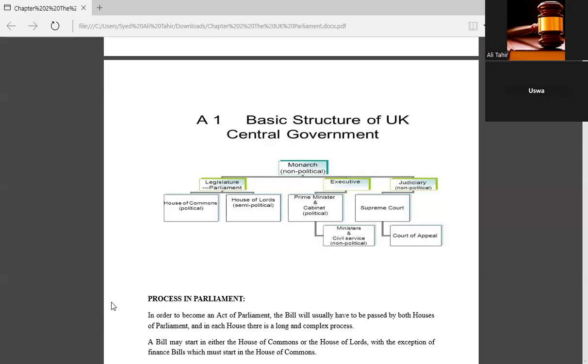As we can see, the legislature is further split into a bicameral system, that is the House of Commons, which is the political house or the popular house, which comes through direct voting, while the House of Lords is a semi-political or appointed house. The executive consists of the Prime Minister and their cabinet. It is politically elected. They are always members of the House of Commons now, and ministers and civil servants report to the Prime Minister and his cabinet and his government. The judiciary represents the Supreme Court and the Court of Appeal, respectively.